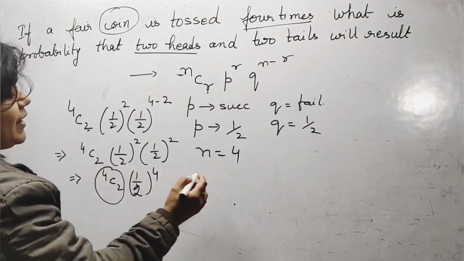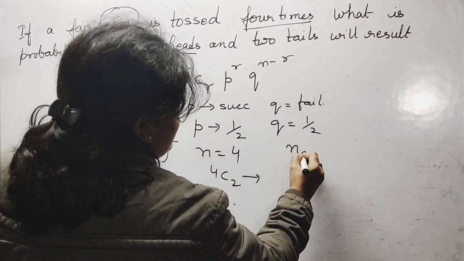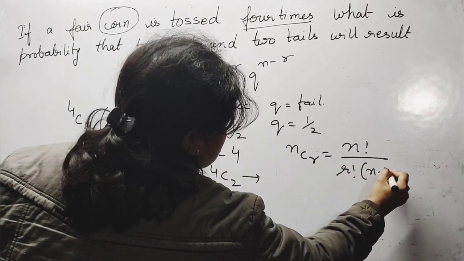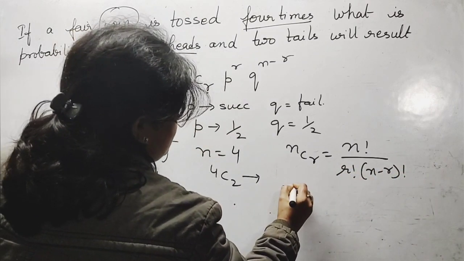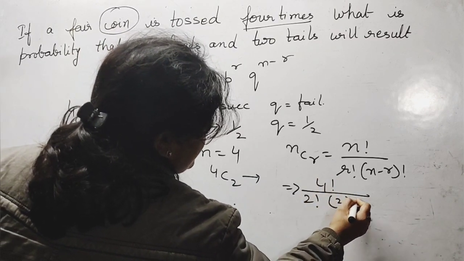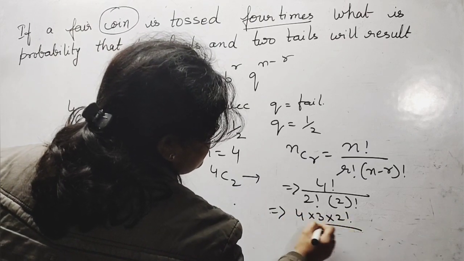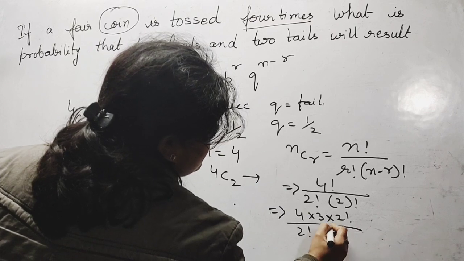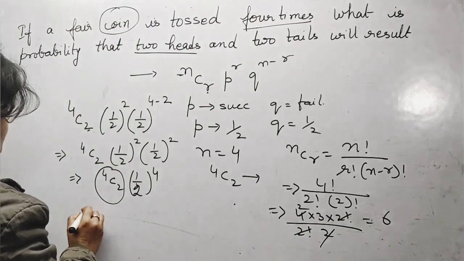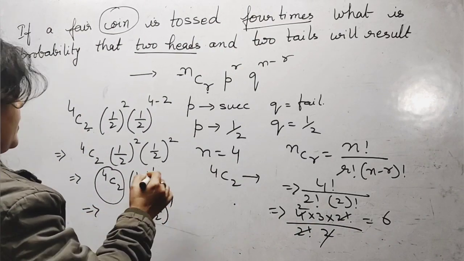I think you can solve the value of 4C2. If you don't remember, I am just giving you the format: nCr is equal to factorial n upon factorial r into factorial (n minus r). So if we solve this, we get 4 factorial over factorial 2 and also factorial 2. When we solve, we get 4 into 3 into factorial 2 over factorial 2 into 2. This gets cancelled, this is 2, and ultimately we get 6. So from here we get 6 into (1 by 2) to the power 4.